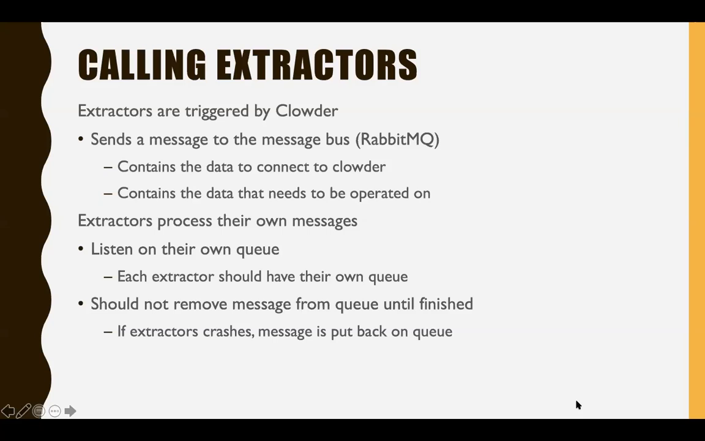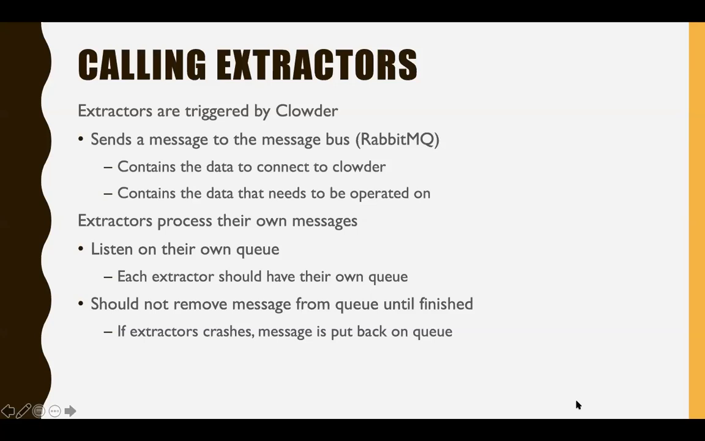Extractors should only process their own messages, so they should listen on their own queue. You should not have two different extractors listening on the same queue, and I'll show a little bit how we try to avoid that from happening. That being said, if you have multiple image processing extractors that do the preview generation, they can all listen to the same queue because they process these messages in parallel, so you can speed up the process there.